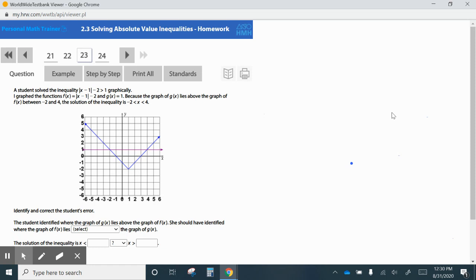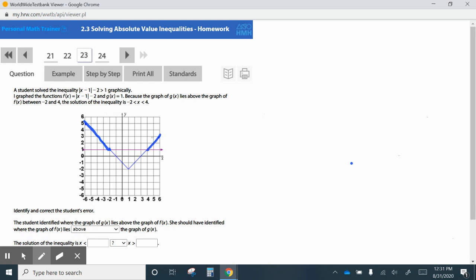Okay, the student identified where the graph of g of x lies above the graph of f. She should have identified where the graph of f of x lies above or intersects the line underneath. Oh wait, no. Yeah, hold on. Let me read this real quick. The student solved the inequality absolute value of x minus 1 minus 2 greater than 1. Okay, so we're looking at this piece.